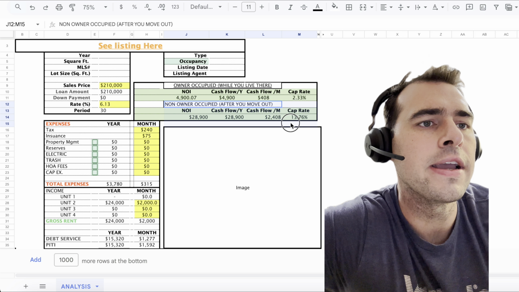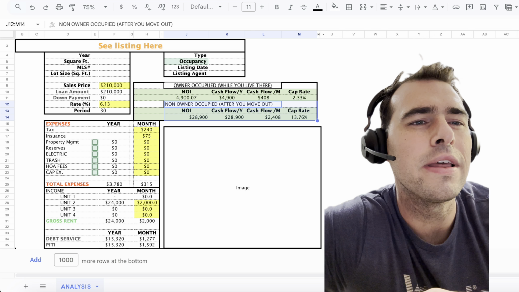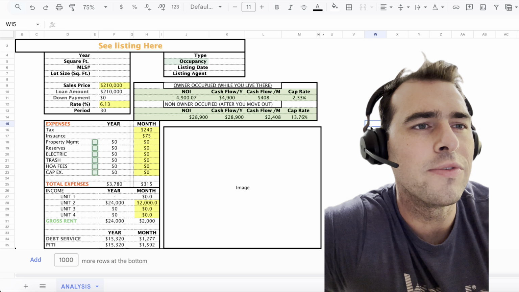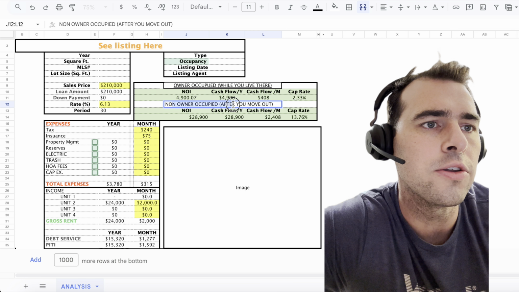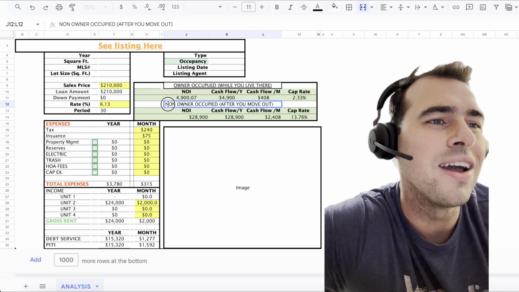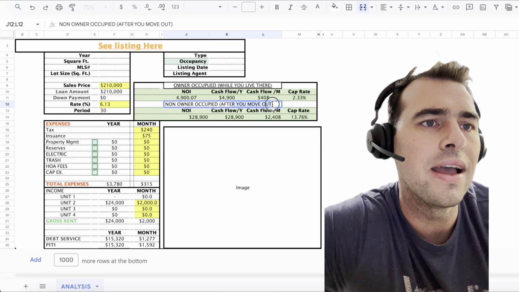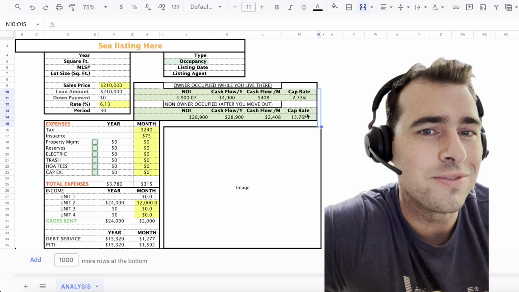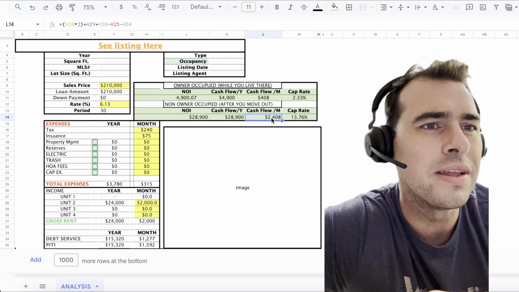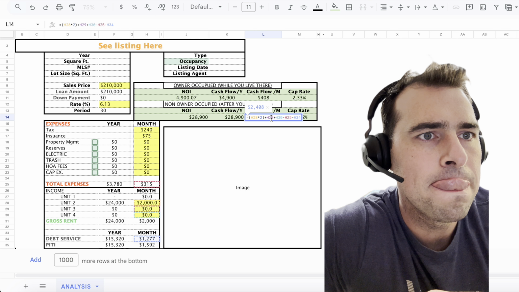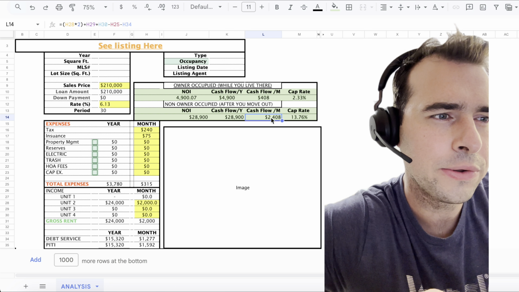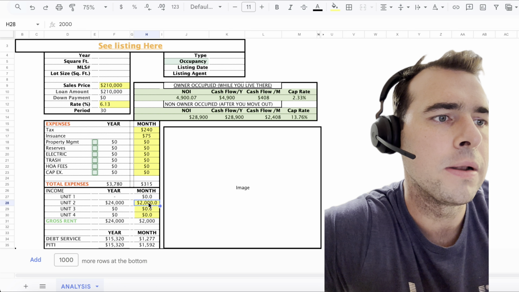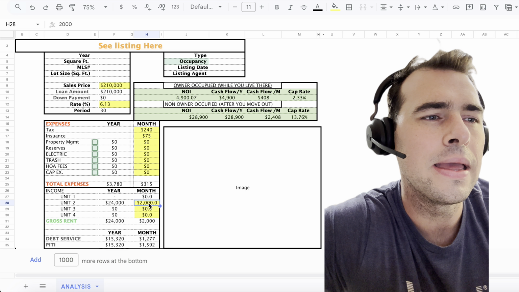And then the second box is going to give you an analysis of what this would look like after you move out of the property. You'll know this by reading the title, and it says non-owner occupied after you move out. So pretty self-explanatory. But this number right here, the cash flow per month, this is calculated by taking the monthly rent from unit 2 and plugging it in right here to unit 1.